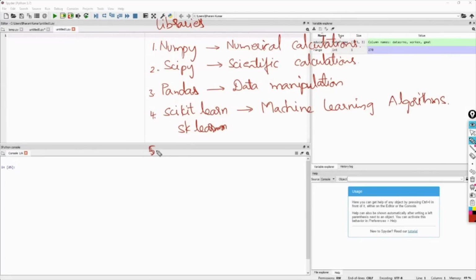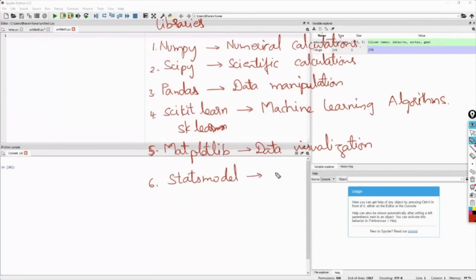Number five, you have something called matplotlib, which is used for data visualization. And then you have a lot of other things. You have something called statsmodels. We're going to discuss this also, which has statistical analysis capabilities.